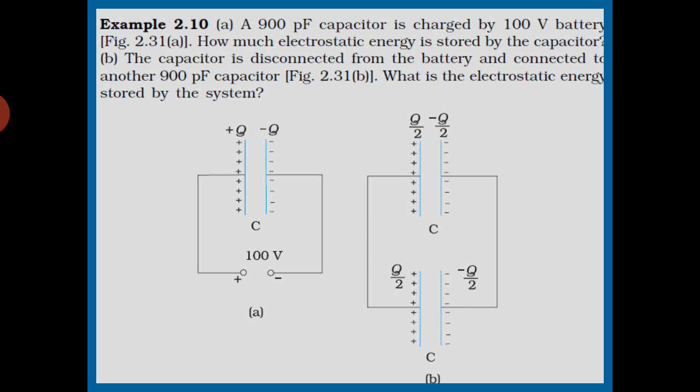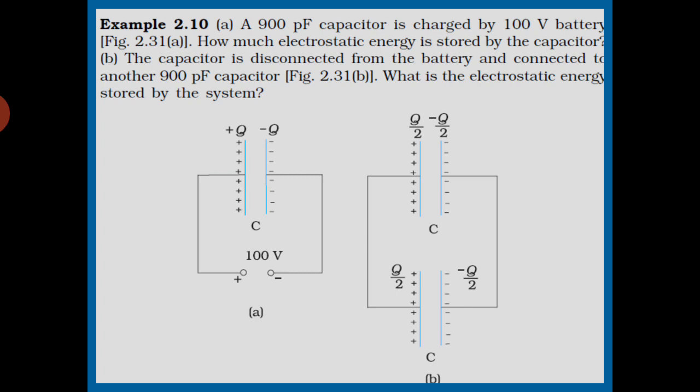Now, as you can see in figure B, there is no more battery in the circuit. After disconnecting the battery, what are we doing? Another capacitor having the same capacitance, that is 900 picofarad, is connected to it. You are asked to find the electrostatic energy stored by the system.